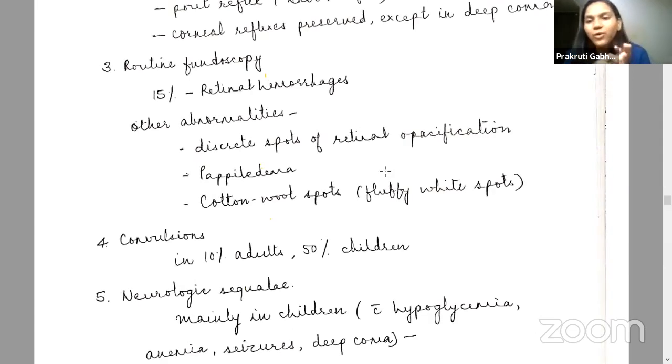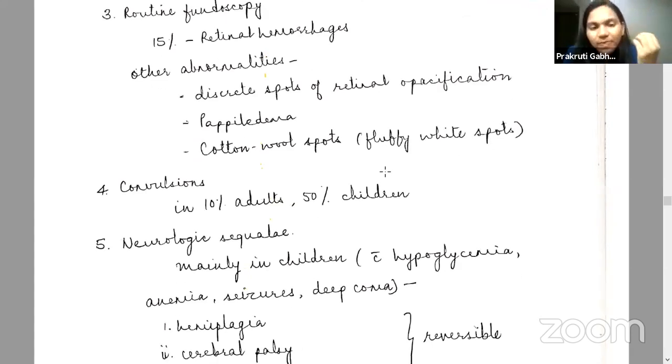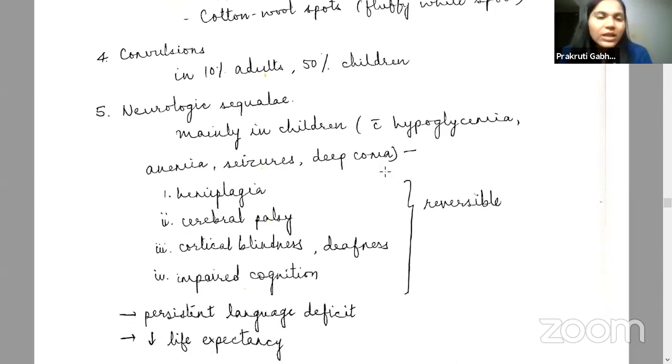I'm repeating, there are 4 important fundoscopic findings in malaria: retinal hemorrhages, diffuse whitening of the retina, then cotton wool spots, which are fluffy white spots, and papilledema, which is nothing but the edema of the area from where the nerve emerges. It's all because of nerve damage. Convulsions are seen, as we saw, in about 10% of adults and 50% of the children, so it's more common in children. Now, the neurologic sequelae of cerebral malaria are mainly seen in children, especially the ones who have malaria along with hypoglycemia, anemia, seizures, or a deep coma.